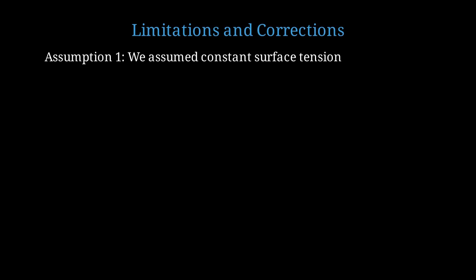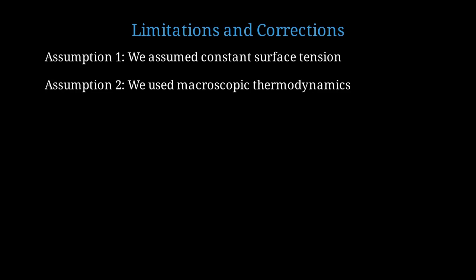Before we conclude, we should acknowledge that the simple model we've discussed has limitations. First, we assumed surface tension is constant with curvature. In reality, for very small droplets below a few nanometers, the surface tension itself may change. Second, we used macroscopic thermodynamics. When droplets contain only hundreds of molecules, molecular-level statistical mechanics becomes necessary.